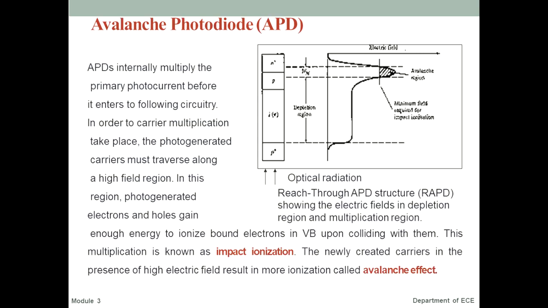Here in the diagram we can find an N plus region followed by a P region, the I region, and a P plus region. N plus means highly doped N region, followed by P region, the depletion region, and then the P plus region. Optical power is incident on the photodetector, and it will generate carriers. It is called the reach through APD structure, that is RAPD, reach through avalanche photodetector structure. Here we can see the depletion region as well as the multiplication region.